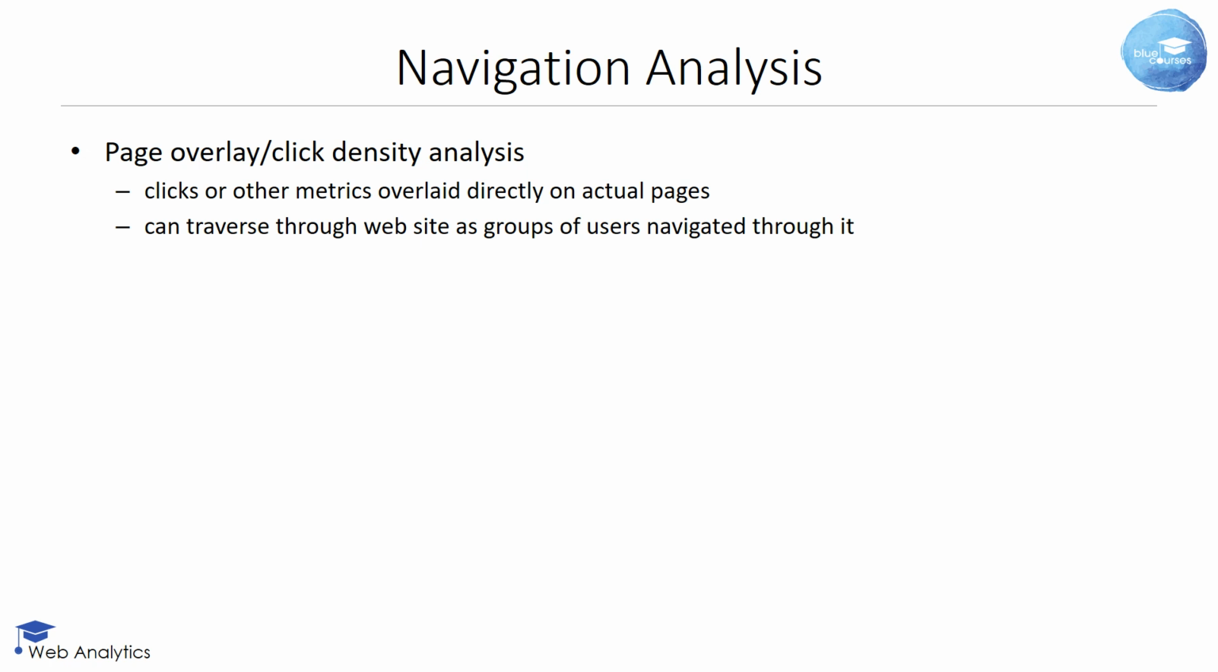A page overlay or click density analysis report lets you drill down on the clicks on every single element of your page. The clicks can be combined with any other metric of interest, such as conversion rates, bounce rates, time on site, etc., which are also overlaid directly on the actual pages. You can also see if users clicked on non-clickable areas, in which case you might want to consider adding a link. A page overlay report allows you to traverse through your website as a group of users navigated through it.